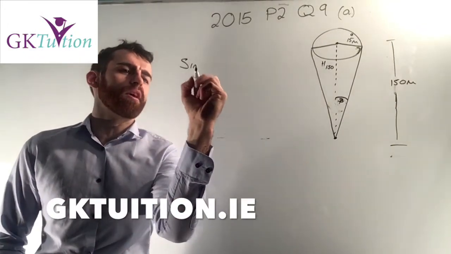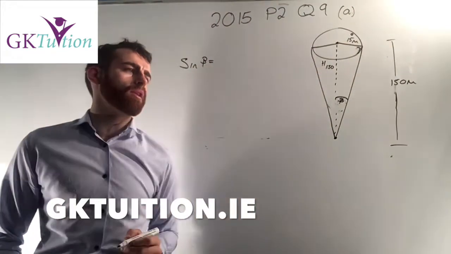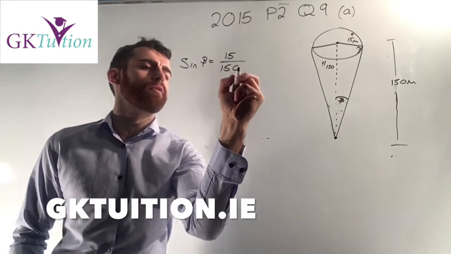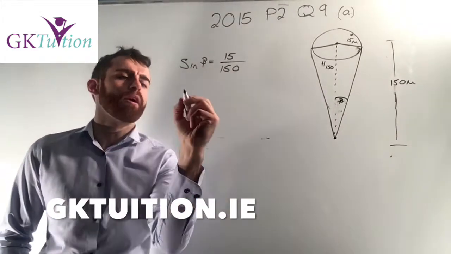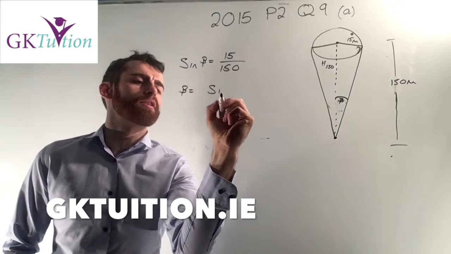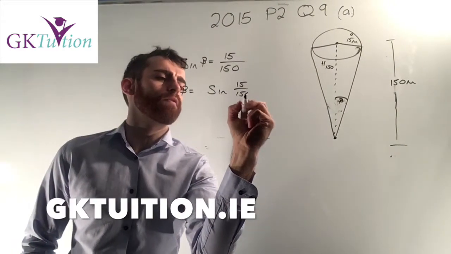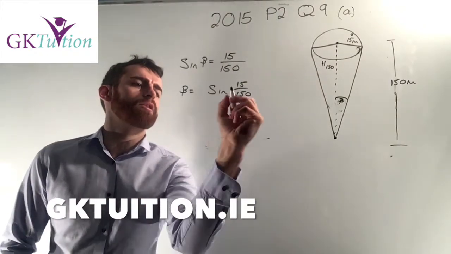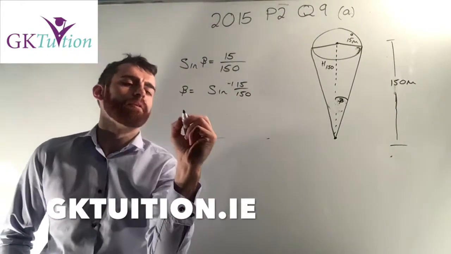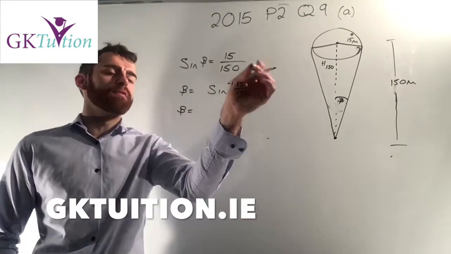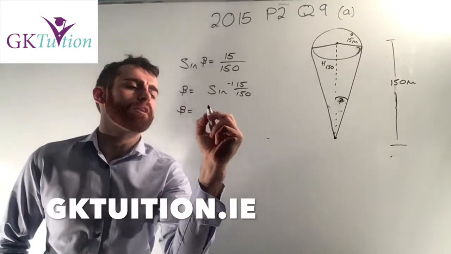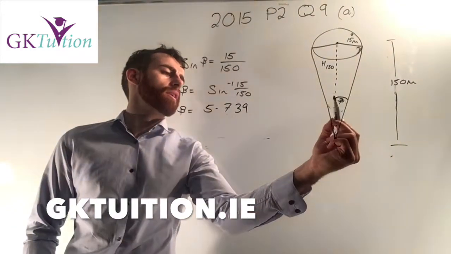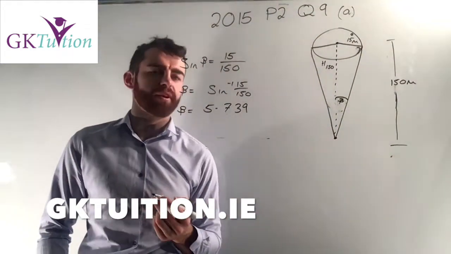So I can say that the sine of my angle, which is beta, is equal to the opposite over the hypotenuse. The sine of the angle is 15 over 150. So to get beta on its own, I can just say that beta is sine inverse of 15 over 150. Now, since the question is in degrees, just make sure your calculator is in degrees. So if I plug in sine inverse 15 over 150 into your calculator, you'll get 5.739. So I know that this angle here is just 5.739.